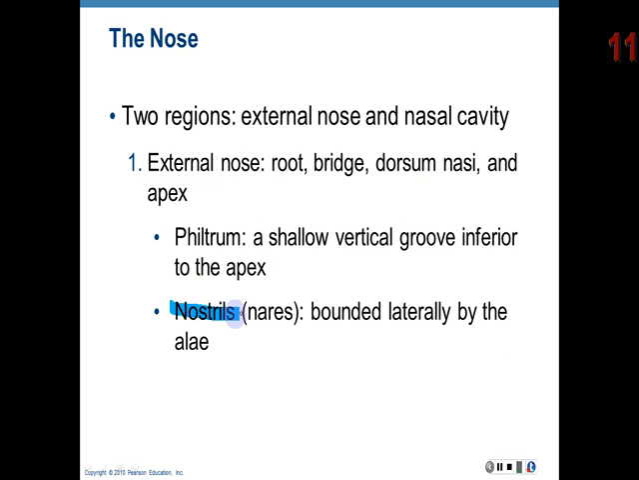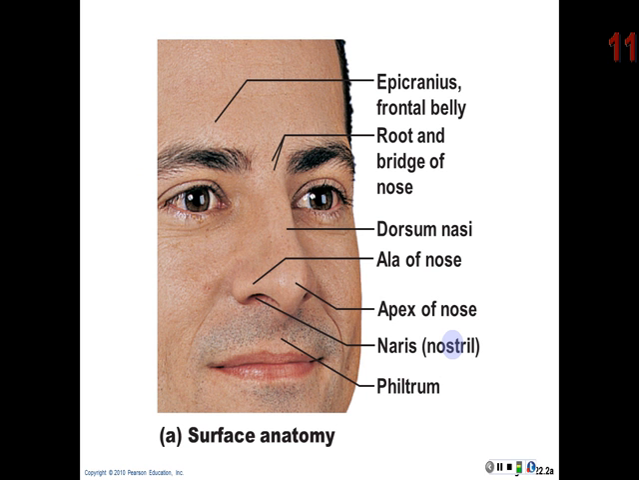Nares is the proper fancy name for your nostrils, and they're bounded on either side, out here on the edges, by the alae. So that outer wall of your nostril is the alae. And here we get a picture. There's that groove I was talking about, the philtrum. Nares would be the nostrils. This outer wall over here, ala, add an E on it and you've got one on both sides.